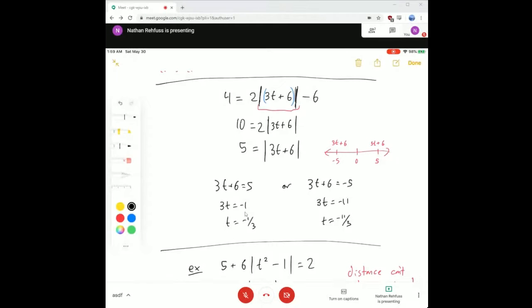Subtract 6 from both sides, divide both sides by 3. Subtract 6 from both sides, divide both sides by 3. So if I plug in t equals 1/3, then this would be -1 plus 6 is 5, and that has a magnitude of 5. If I plug in t as -11/3, then this is -11 plus 6, which is -5, which has a magnitude of 5. So there's one thing I can plug in to make the whole expression +5. There's another thing I can plug in to make the whole expression -5. I just know that the whole expression has a magnitude of 5, so either one of these could be correct.